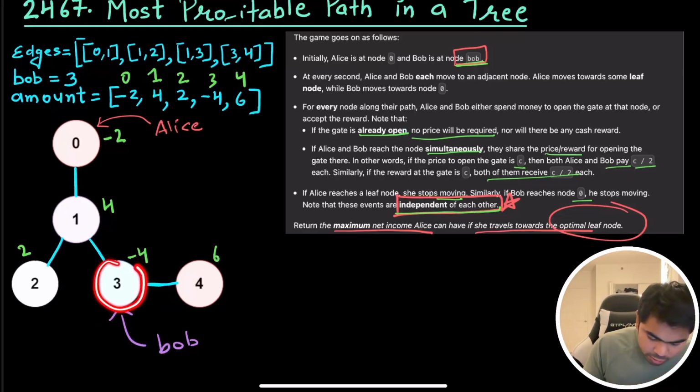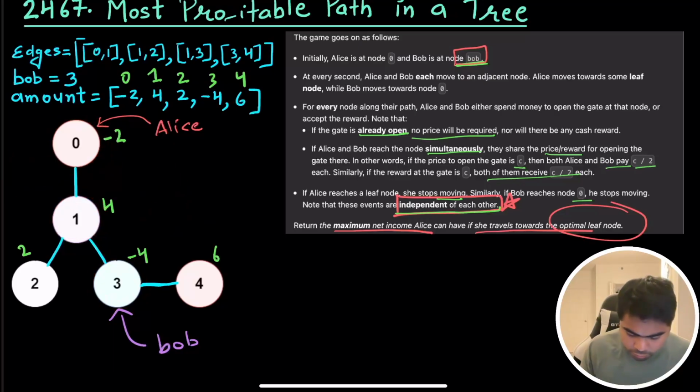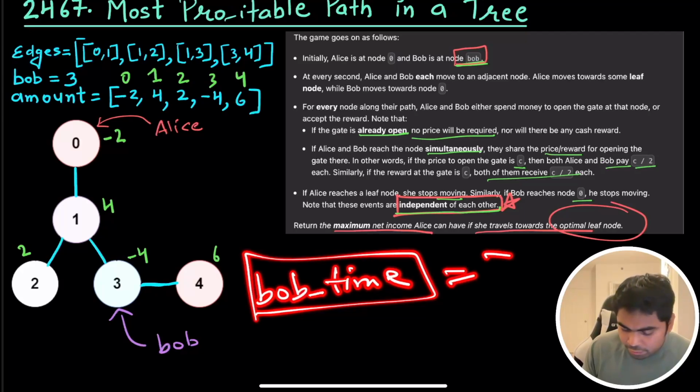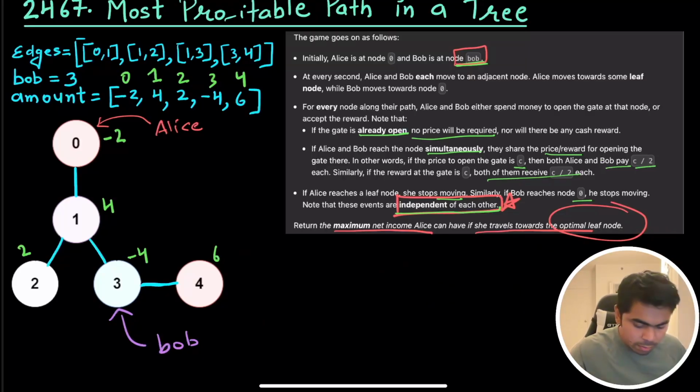So Bob will start with 0 time at 3, then Bob will take a step to 1 to reach 1. From here Bob can reach 2 or 0. So let's say Bob reaches 0. For Bob the time is 0, here the time is 1, here the time is 2, and we will store it in something called Bob time. We can store that in an array for each node, so 0, 1, 2, 3 and 4, we have 5 nodes, and we will be starting at the Bob node and running a DFS.